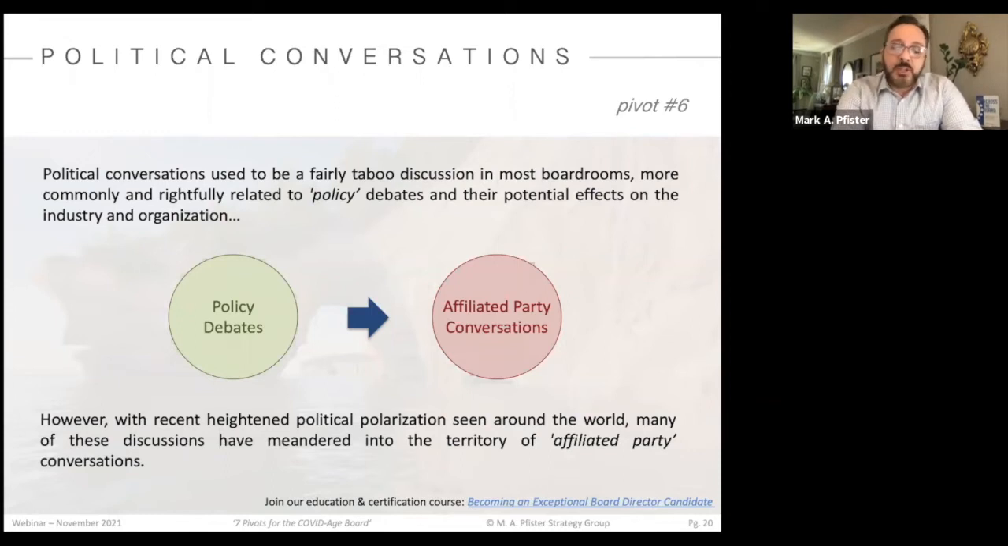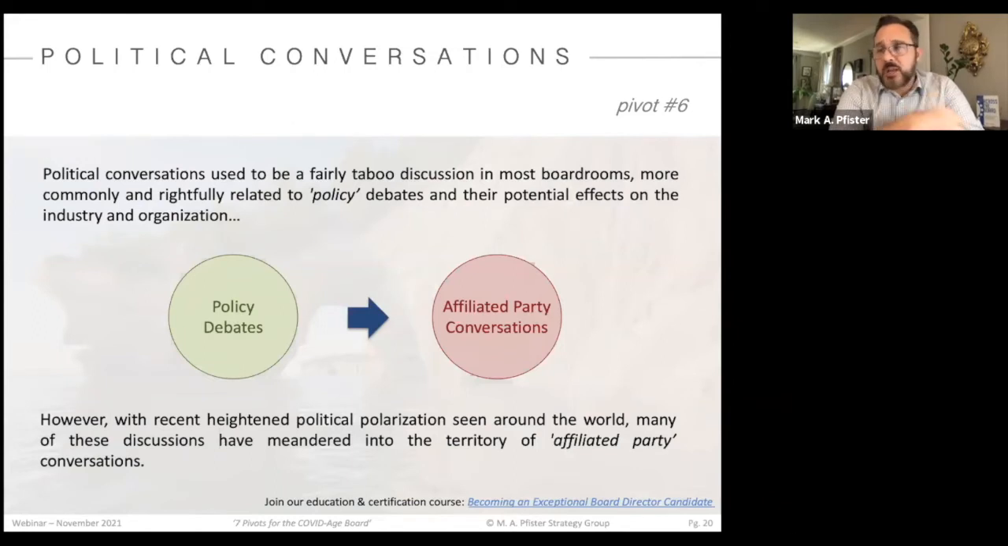All these types of things are the debates that used to happen, or the discussions of policy. And we've moved into this realm now where, yes, there's probably still a good amount of policy debates, but some of these discussions have moved into these affiliated party conversations. And that's when I personally believe that these organizations, inclusive and starting with their board, are truly off track when it goes down that path.